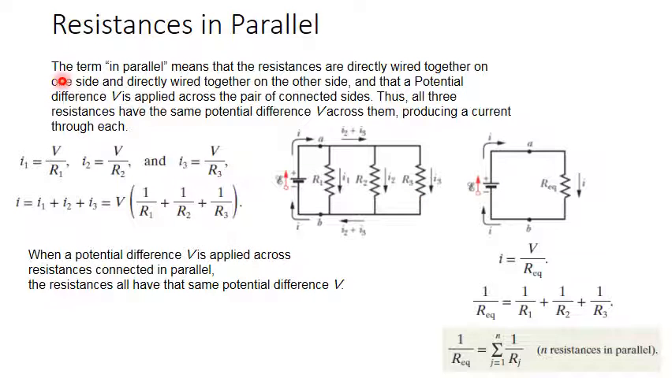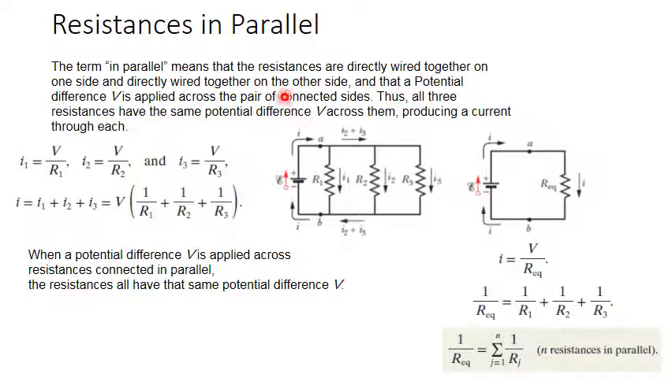So that's what we are saying. Parallel means that the resistances are directly wired together on one side and directly wired together on the other side. And then the potential difference V is applied across the pair of connected sides. So the potential difference is connected between this pair, this terminal 1, terminal 2, terminal 1.